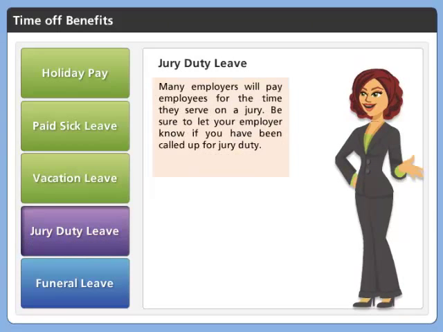Jury duty leave. Many employers will pay employees for the time they serve on a jury. Be sure to let your employer know if you have been called up for jury duty.